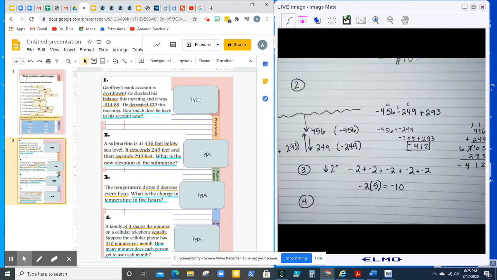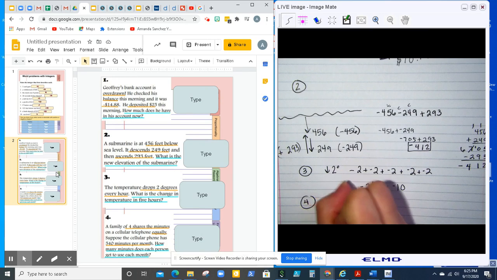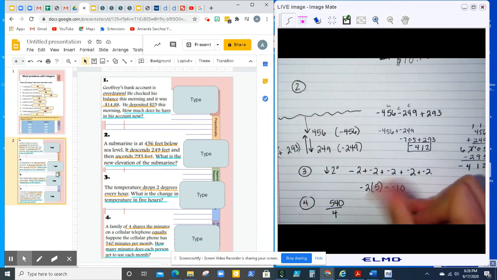Number 4, a family shares the minutes on a telephone equally. Suppose the cellular phone has 540 minutes per month. How many minutes does each person get to use each month? So you're going to take the 540 and you're going to divide it by 4, because it says equally.